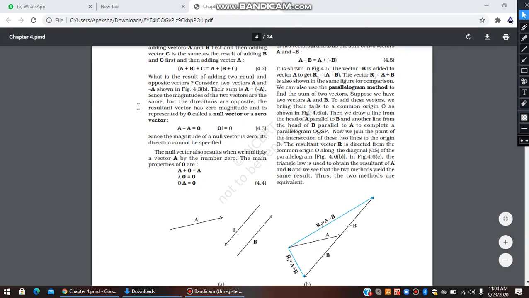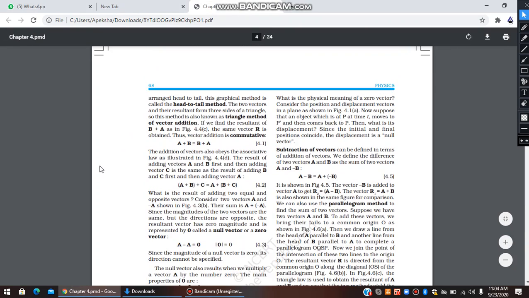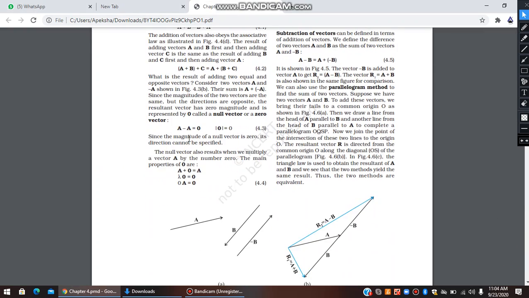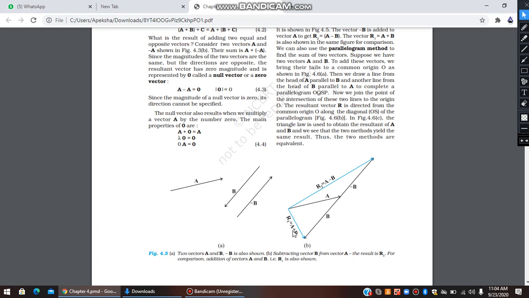So okay, that's it about this particular topic. Subtraction is very easy. See, I'll just show you from this. So if this is A and this is B, then we know that this is A bar plus B bar.